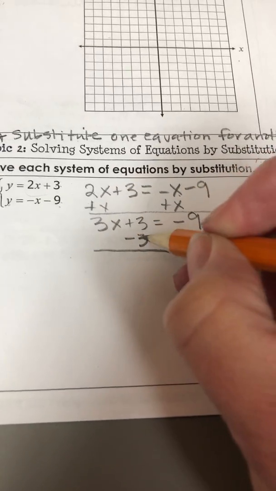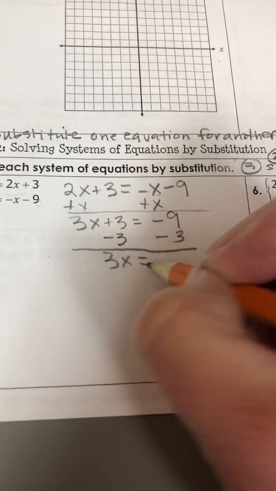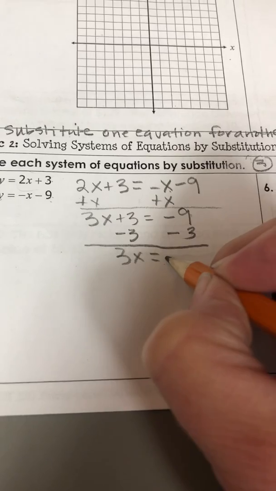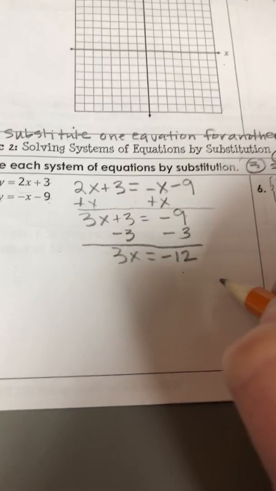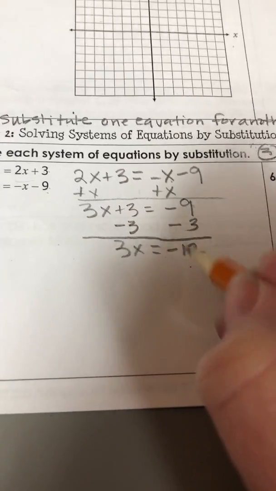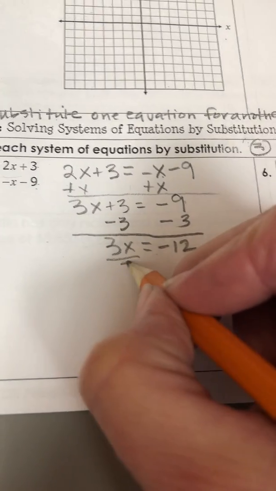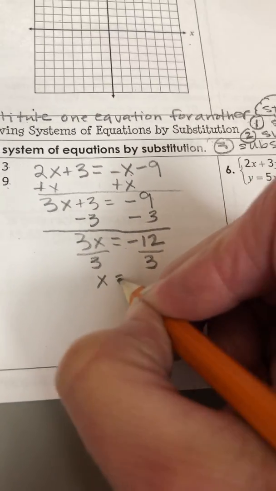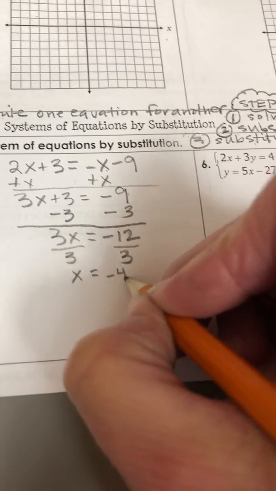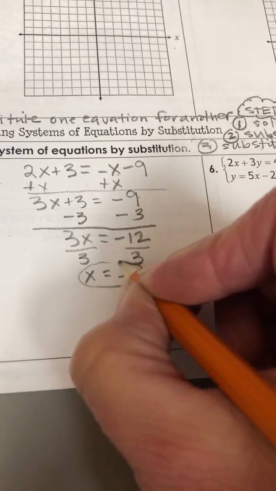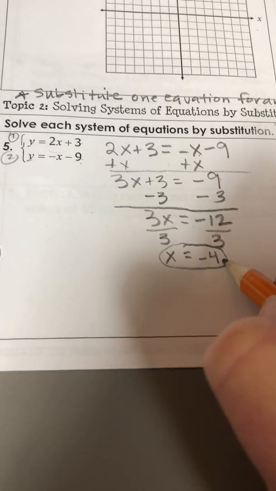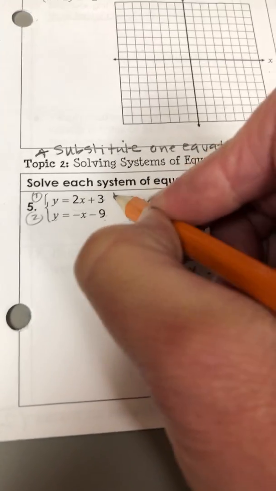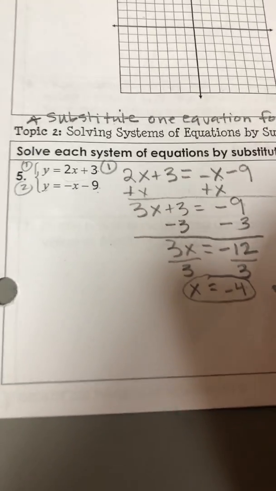I'm going to end up with 3x equals, well, what's 9 minus 3? Well, that is negative 12. Be careful of that one. Then I can divide both sides by 3. So x now equals negative 4. Go ahead and circle when you get one of your values. It will make it easier in the long run. So this is all step 1.